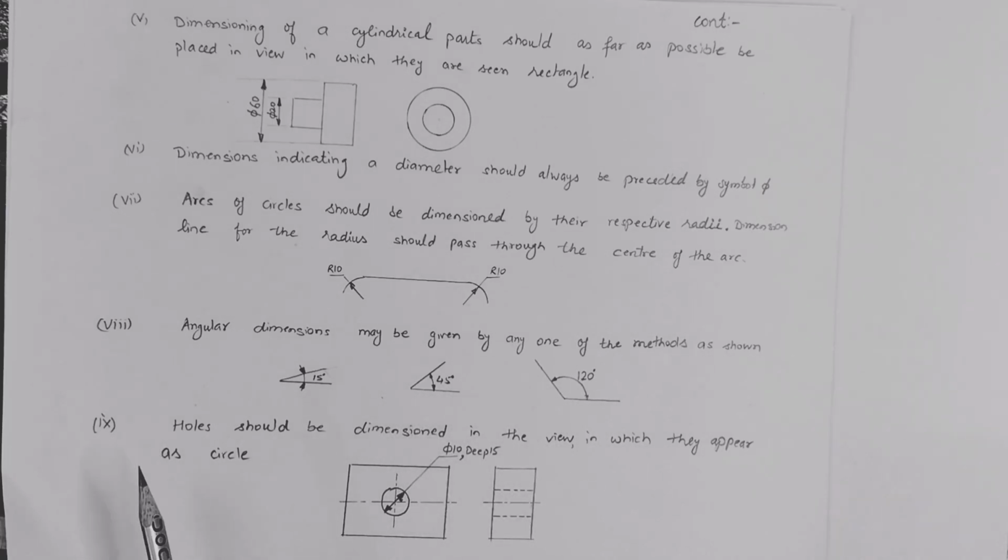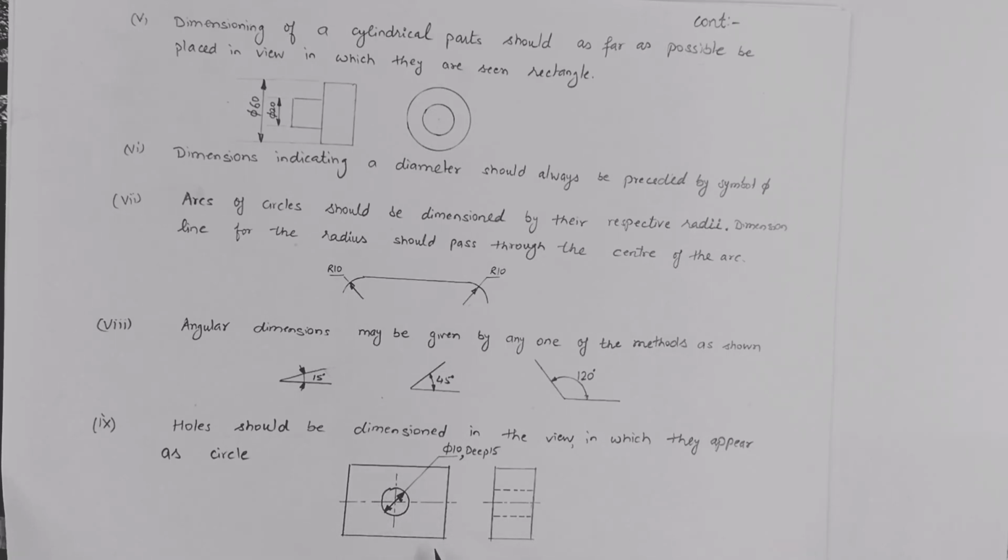Now, holes should be dimensioned in the view in which they appear as a circle. If we are dimensioning a circle, we should dimension it in the view in which it is looking like a circle, as this is a front and side view of an object in which there is a hole. So we represent the diameter in the view in which they appear as a circle.